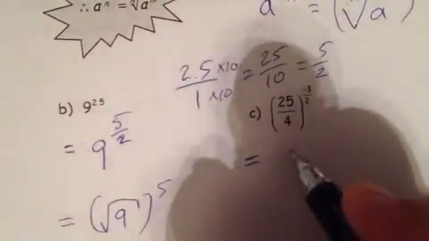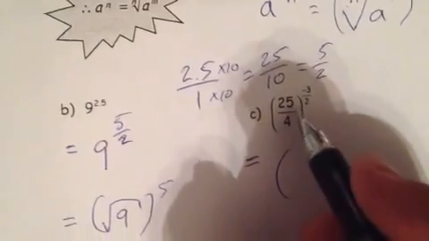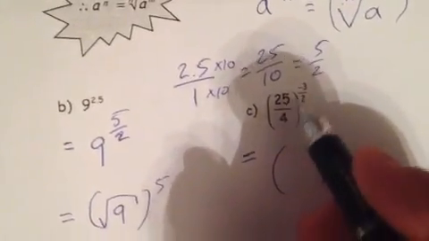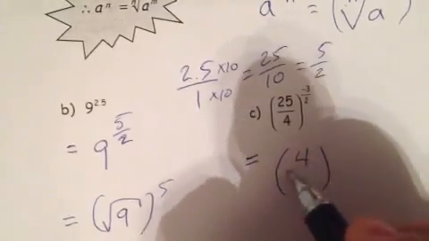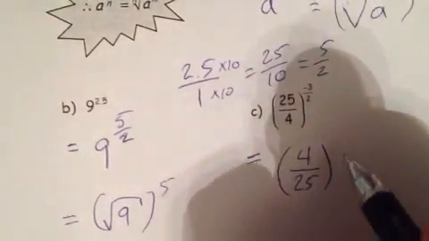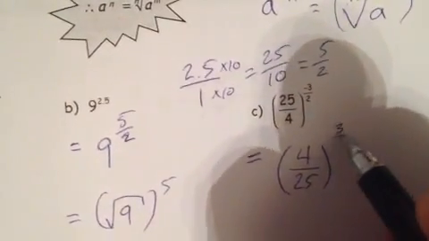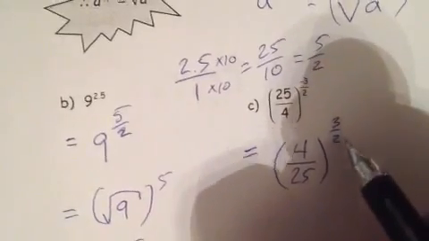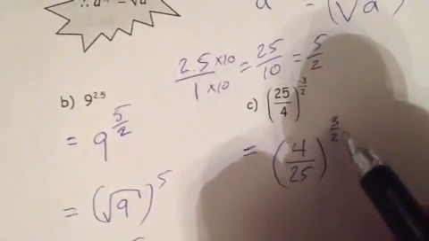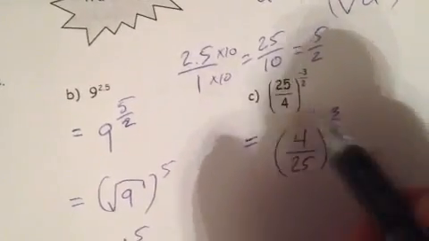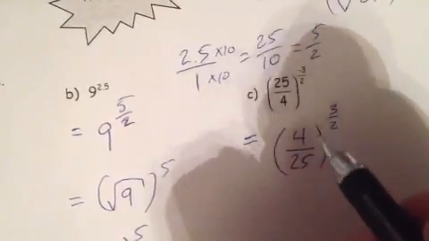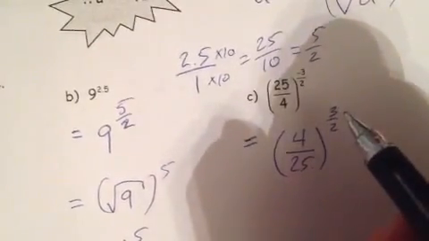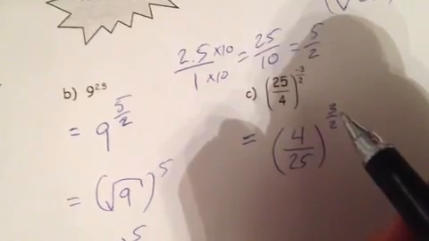The negative exponent flips this fraction upside down. So in order to get rid of the negative exponent, you have to rewrite this as 4 over 25 to the positive 3/2. Notice that I don't flip anything in terms of my exponent. The negative just flips the base. So the negative makes this 4 over 25 to the power of 3/2.